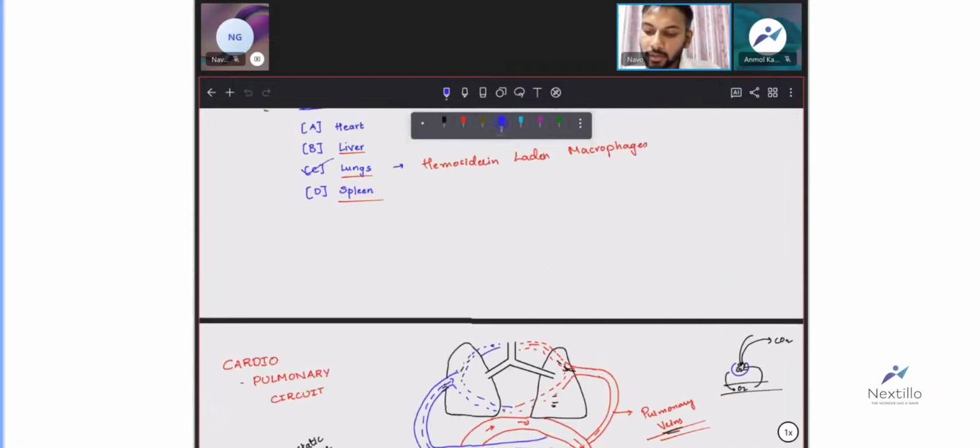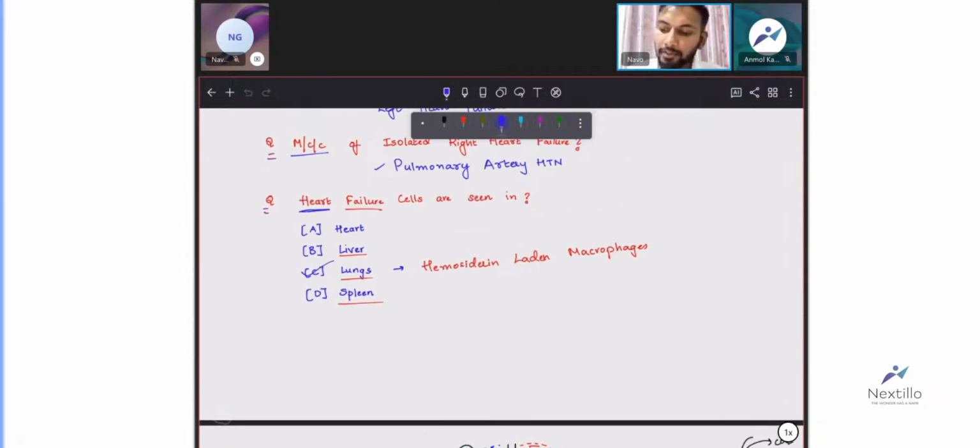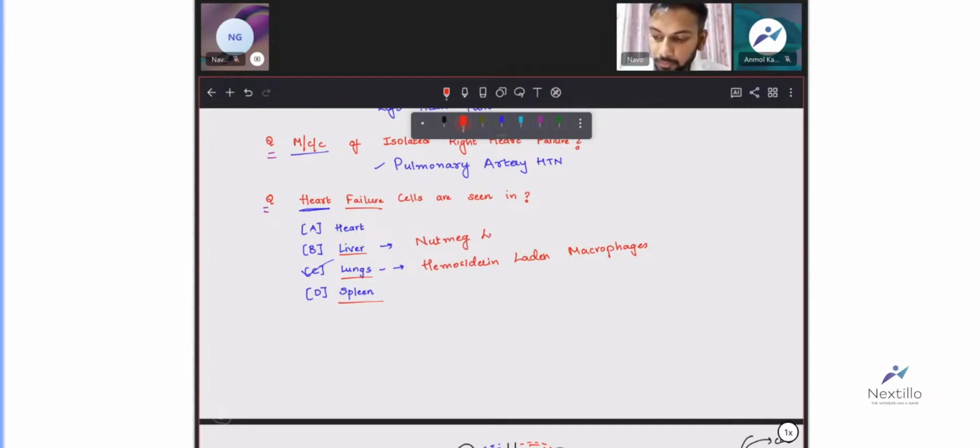Now, the answer to this question. Heart failure cells are present in lungs. That is good. Now, in the liver, what do you see? It is known as congestive hepatomegaly. And it looks like nutmeg, so they also called it nutmeg liver. Yes. So in spleen, you see congestive splenomegaly. That's what happens to all the organs because the heart is failing.